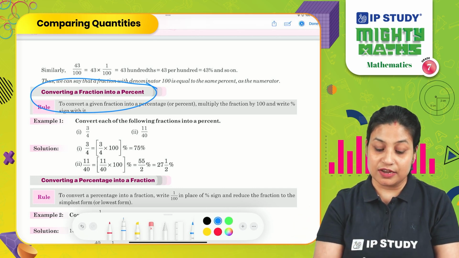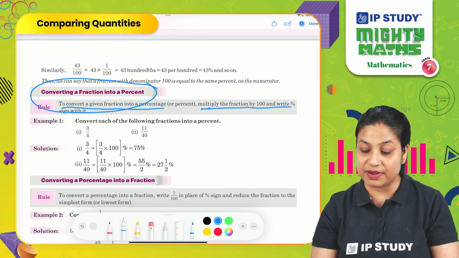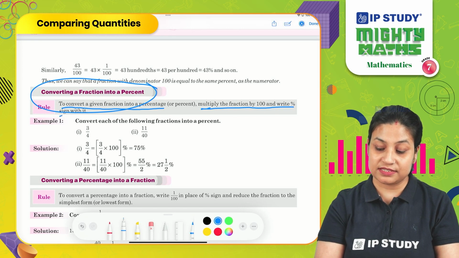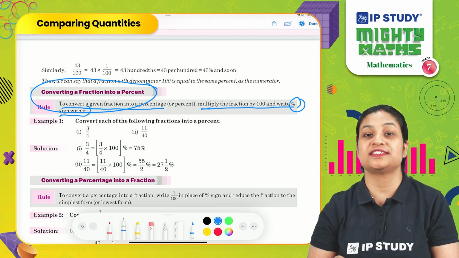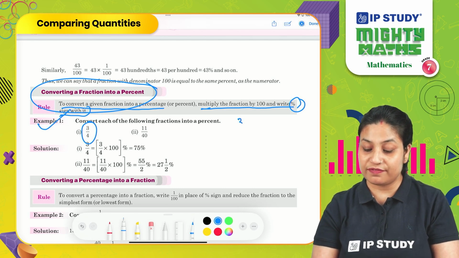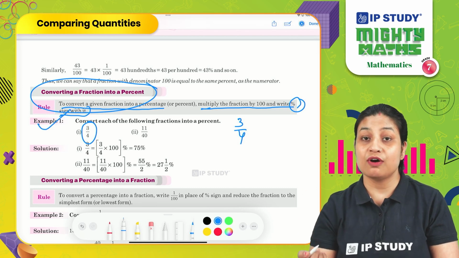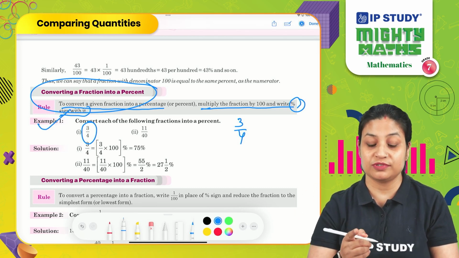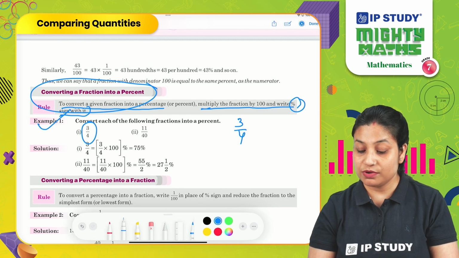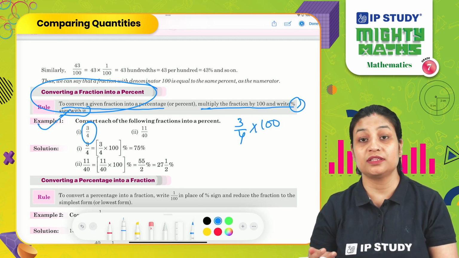The rule says to convert a given fraction into percentage, multiply the fraction by 100 and write the percentage sign with it. So in order to understand this rule, let's take an example over here. Let's take example number 1, first part, that is 3/4. So here the fraction is given to you and you're supposed to convert this fraction into percentage, for which you're going to follow the rule that we have just read together. So you will multiply this with 100. Multiply this given fraction with 100.